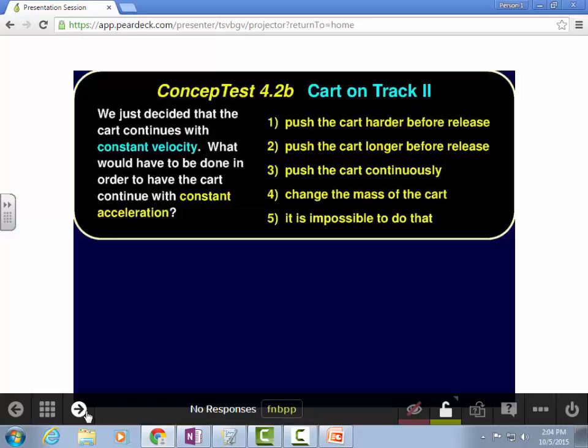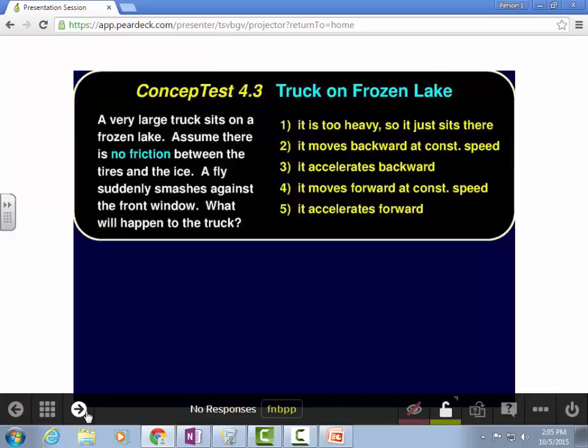All right. We just decided that the cart continues with a constant velocity. What would you have to do to keep it at a constant acceleration? There you go. You push the cart continuously. That is correct.